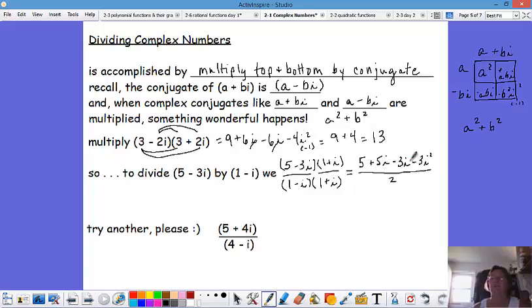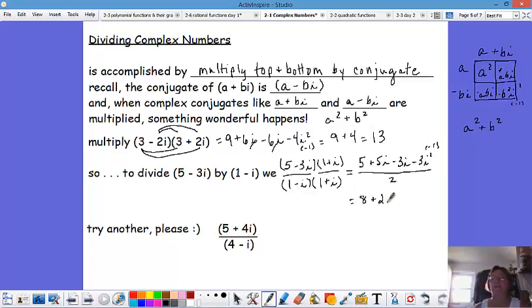Now it's time for us to deal with the numerator, since we have the denominator taken care of. I see we have some like terms, and I see here that i squared. So I know that that's the same as negative 1. Negative 3 times negative 1 is 3. 3 plus 5 is 8. So we're talking 8. And then we have plus 5i minus 3i.